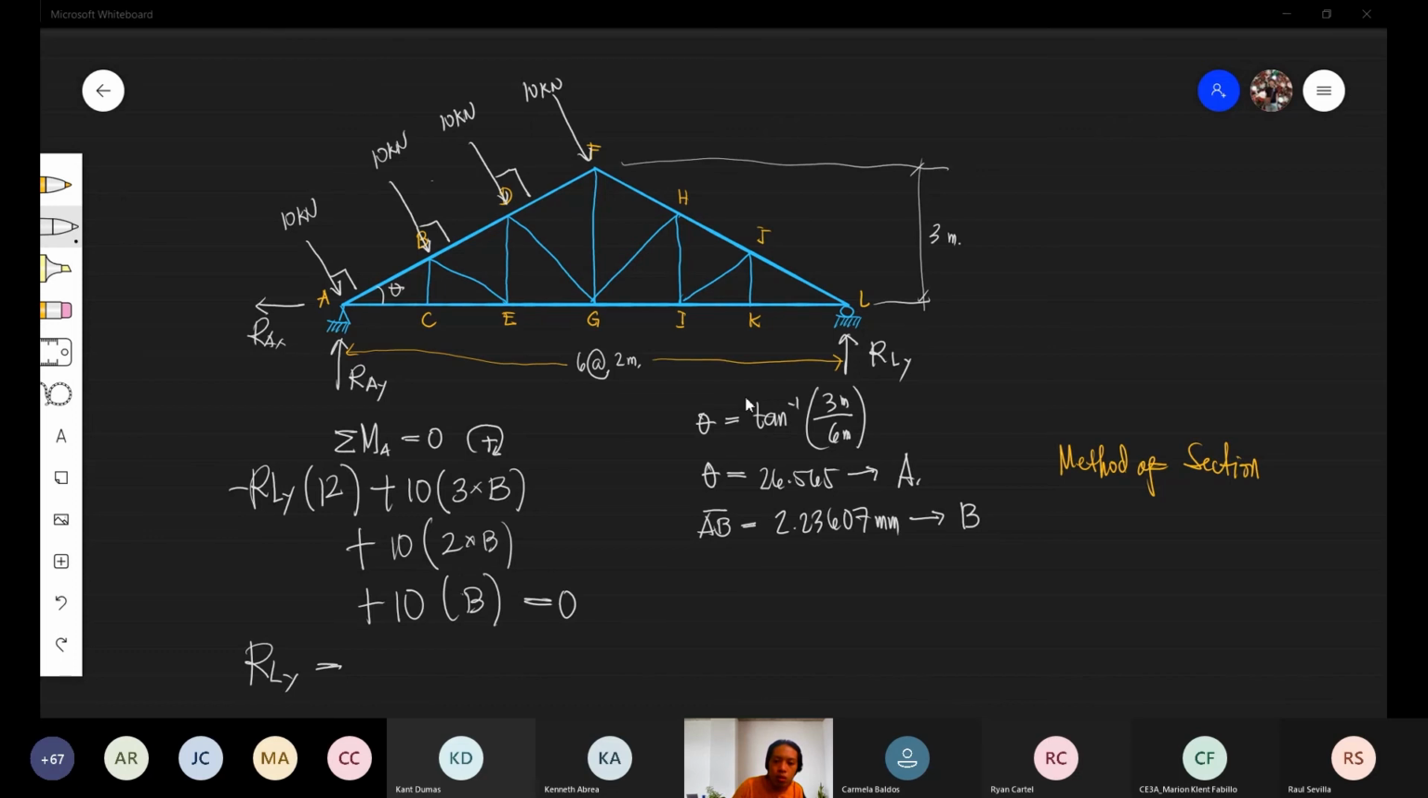Plus, then it should be equal to 0. What's your answer?